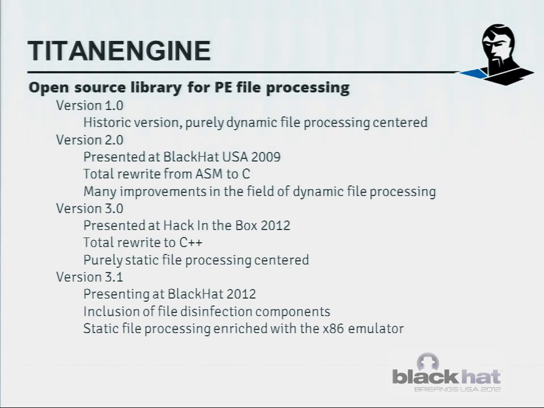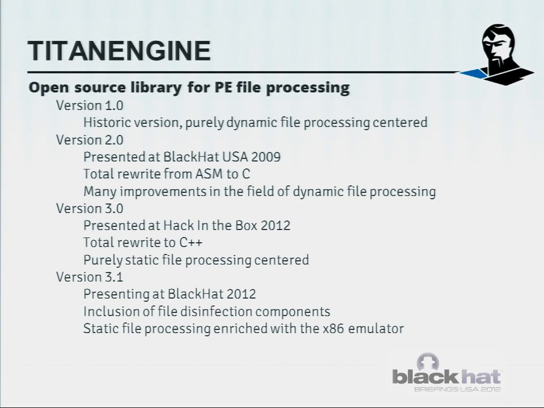Version 2.0, which we actually presented here at Blackhat in 2009, was a total rewrite from assembly to C. We had a lot of improvements and a lot of functionality which enabled you to work with those files even better. Version 3.0 was presented recently at Hack in the Box in Amsterdam, so this year. That was a total rewrite from C to C++, and it was focused mainly on static file processing, because we believe that static file processing is the way to go if you want to have a safe environment where you can do all sorts of file processing operations really quickly.